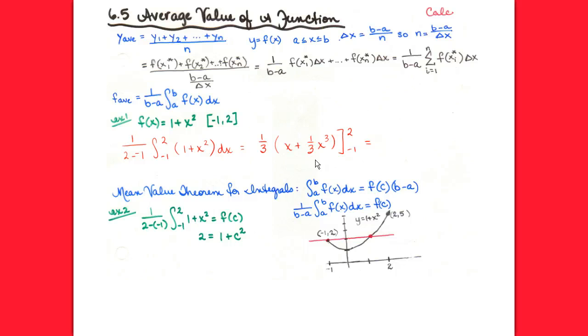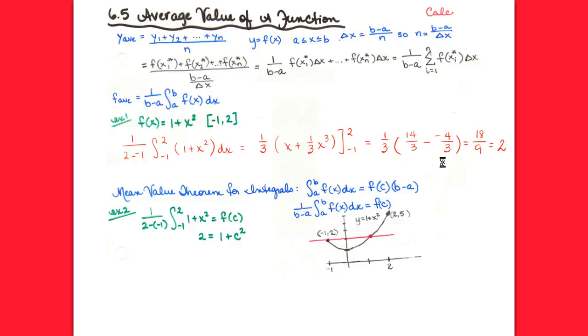All right, so if we plug 2 in, then that's going to give us 2 plus 8 thirds, so that would be 14 thirds. And then we plug in negative 1, so that'd give us negative 1 and a negative 1 third, so that'd be negative 4 thirds. Minus a negative is going to give us plus, so that would give us 18 thirds times 1 third out in front, so that would give us 18 ninths or 2.